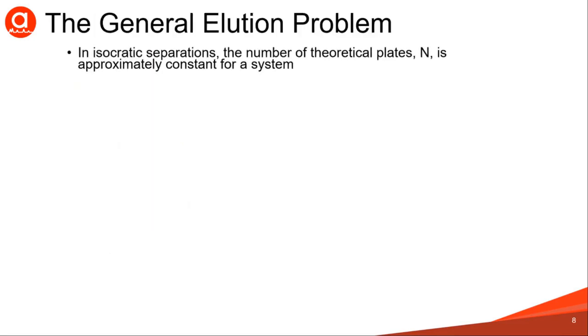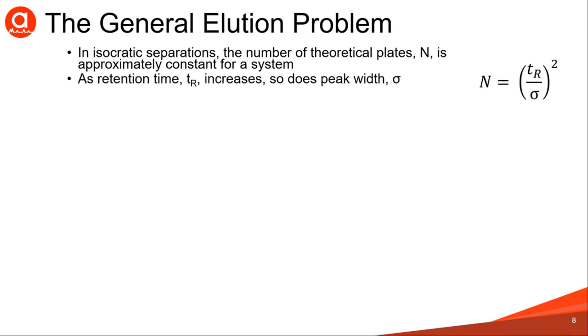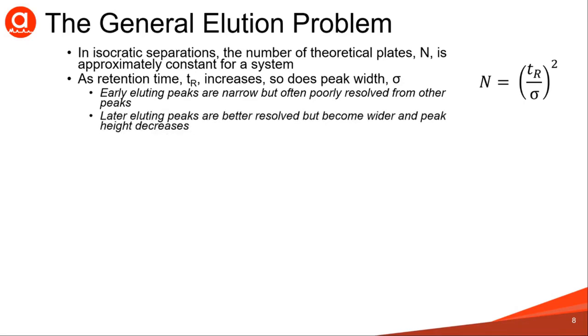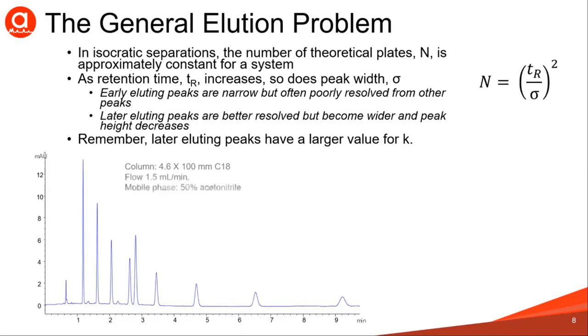The next issue may go by different names, but I was always taught this to be the general elution problem. We know for isocratic separations that the number of theoretical plates is approximately constant for a system. This is, of course, the definition for a theoretical plate, retention time over the peak width. As retention time increases then, to keep n constant, the peak width also has to increase. So what this means is early eluting peaks are narrow and often poorly resolved from other peaks. The later eluting peaks then are better resolved, but they become wider and the peak height decreases.